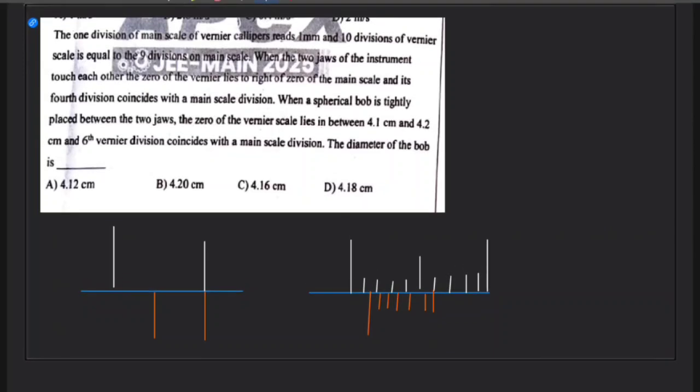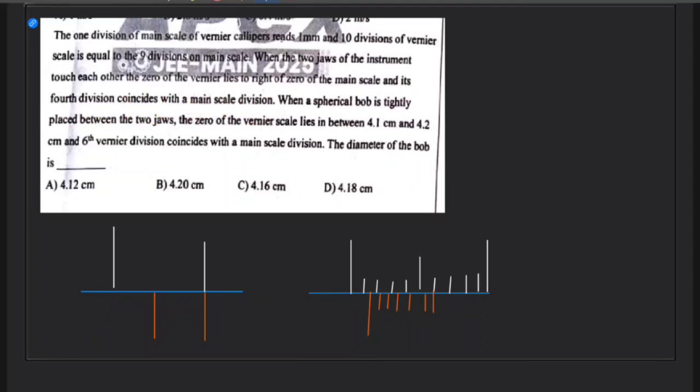So this is the concept taken from the Vernier calipers. The division of the main scale of Vernier calipers reads 1 mm and 10 divisions of the Vernier scale is equal to 9 divisions of the main scale. When the two jaws of the instrument touch each other, the zero of the Vernier lies to the right of the zero of the main scale and its fourth division coincides with a main scale division.